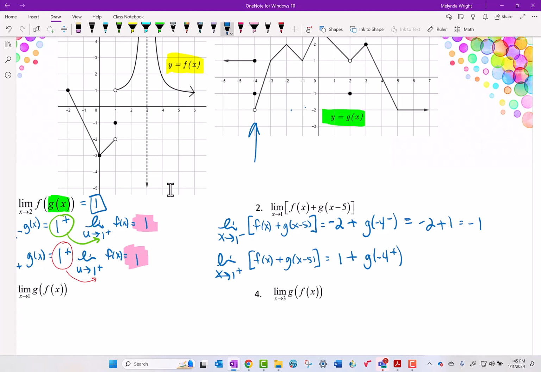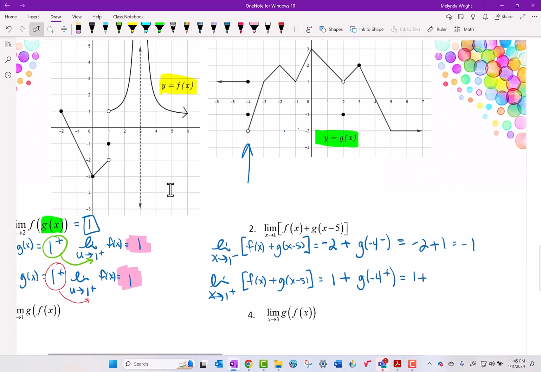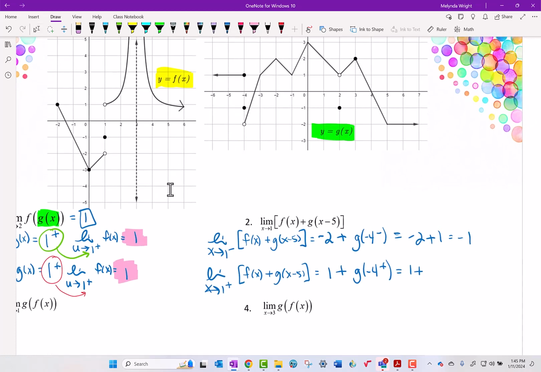Okay? So here we go. So that's 1 plus. Now let's look at our g graph. We're going to -4, and we're coming from the right. So I attach myself to the curve, and I'm headed to -4 from the right, and my y value is -2. So 1 plus -2 is a -1. These are the same, so that is my answer. Okay?